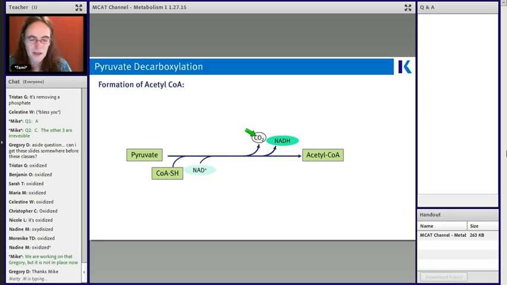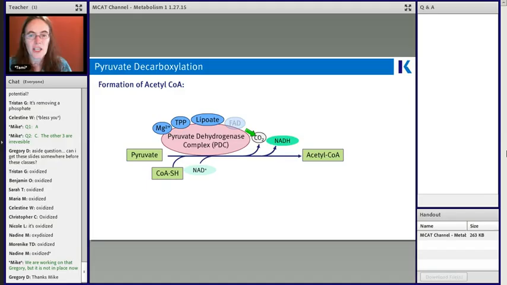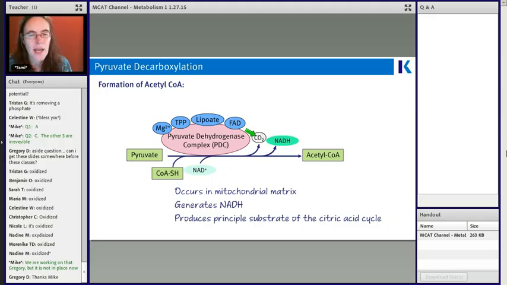All right, this is important. This is a huge, huge complex that not only has magnesium, but there are other enzymes involved in this. So this is a 5-enzyme complex called pyruvate dehydrogenase complex, or PDC. This is going to get us from our 3-carbon pyruvate into our 2-carbon acetyl-CoA because we're losing 1 carbon dioxide. We know this occurs in the mitochondrial matrix. We know that it generates an NADH, and it produces acetyl-CoA, which is my main substrate of the citric acid cycle.